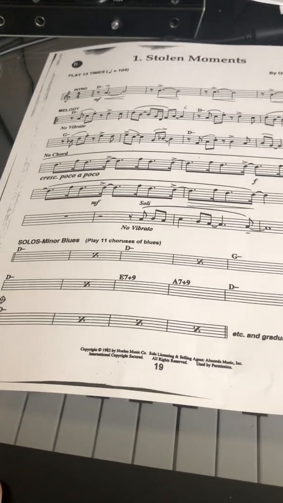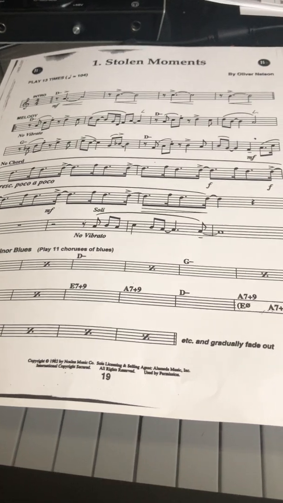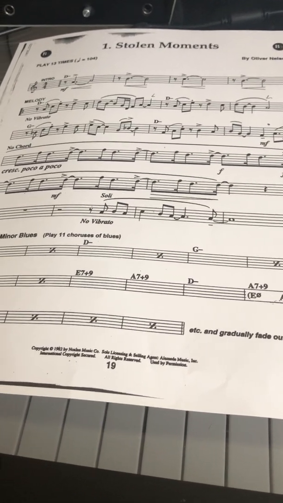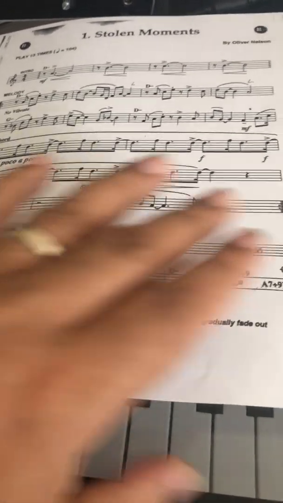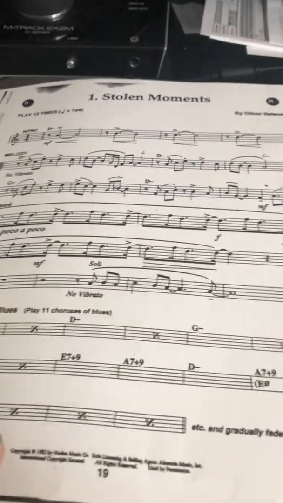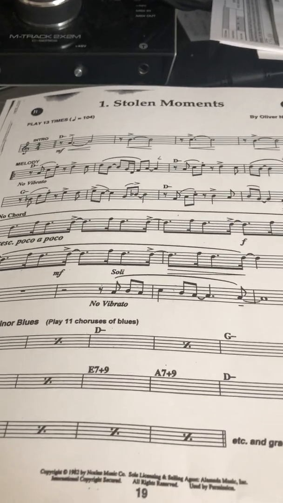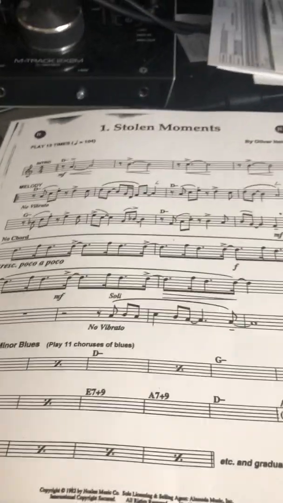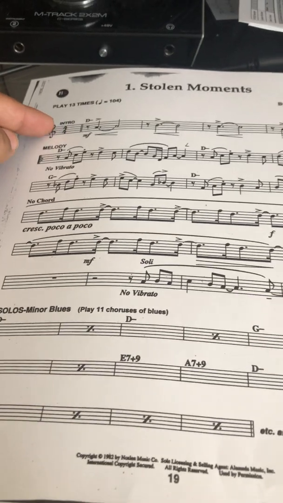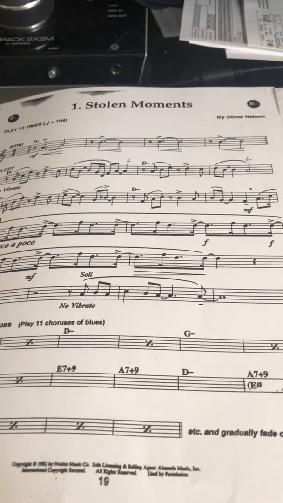This is going to be our first rhythmic analysis on Stolen Moments. We have a few things we have to understand before diving into this. In today's lesson, by the end of the lesson, I'm going to show you how to dissect the introduction here, and then the melody, the first four measures of each.